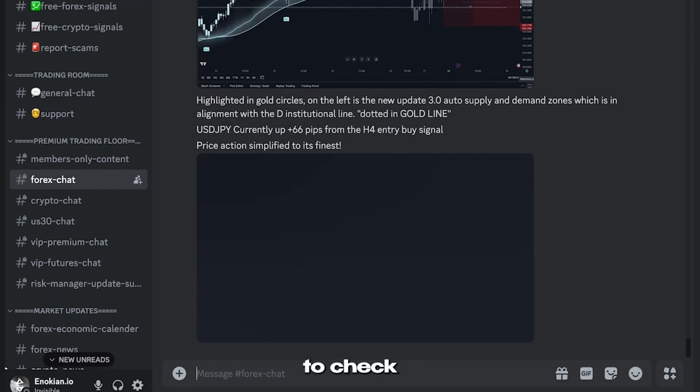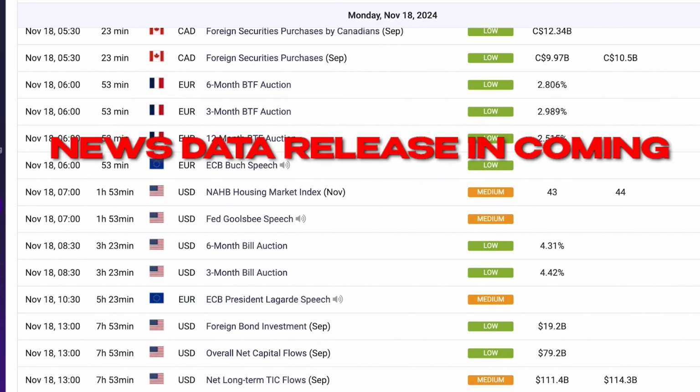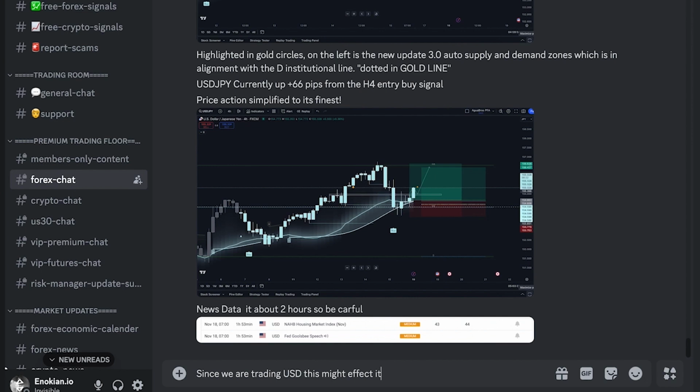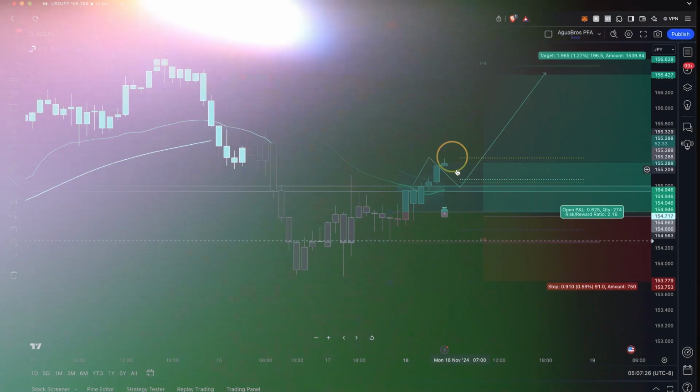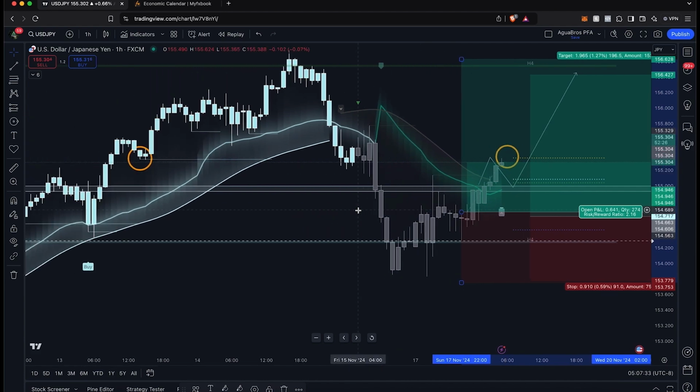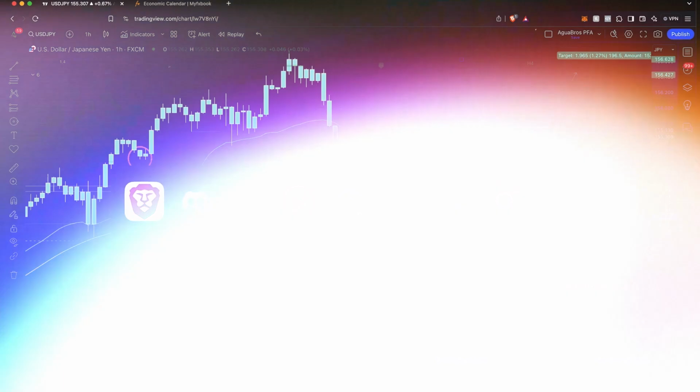And you already know that we have to check my FX Book, and we have USD data coming out. Since we're trading USD, this might affect the momentum of the chart that we are trading. So being aware of all these things, we could then make the decision to either close out this trade, which I'm thinking it's going to be way better just to secure profits.